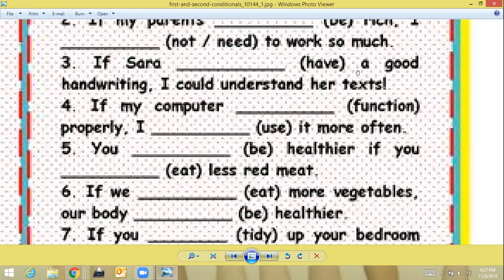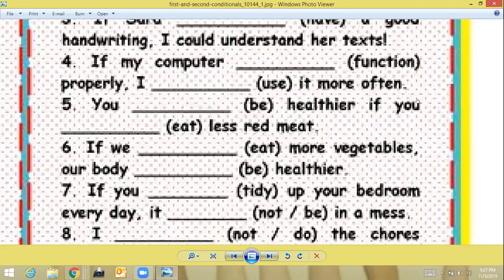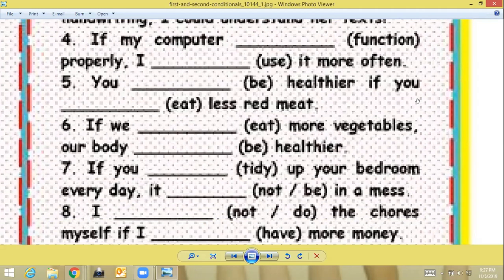Okay, what about number six? Me. Yes, please, Christina. Go ahead. Number six. If we ate more vegetables, our body would be healthier. Very good. If we ate more vegetables, our body would be healthier.